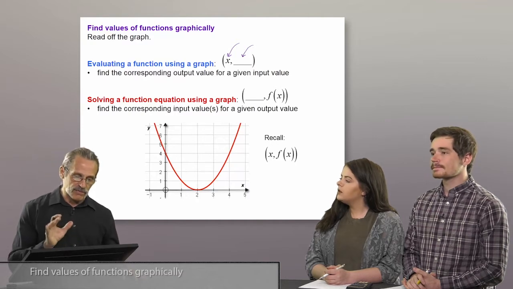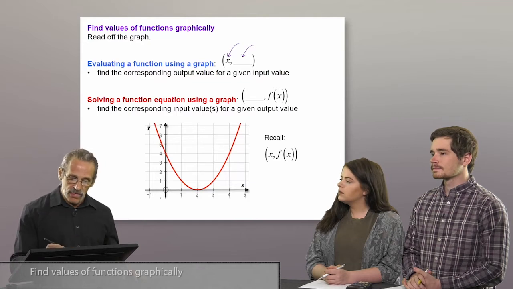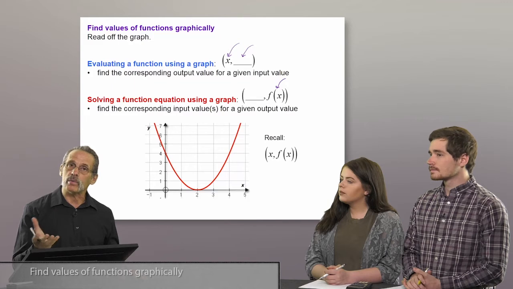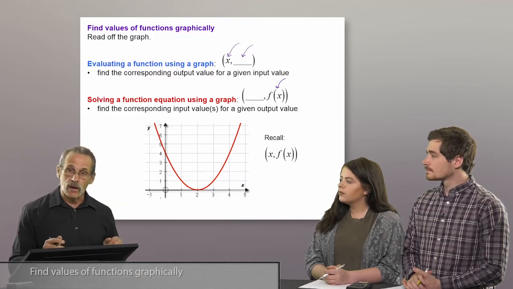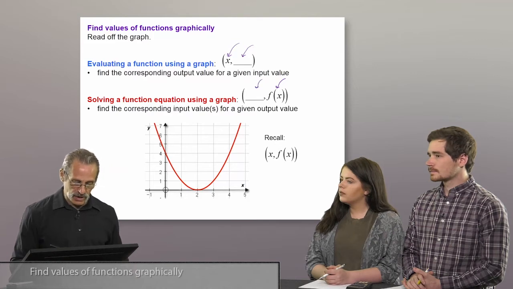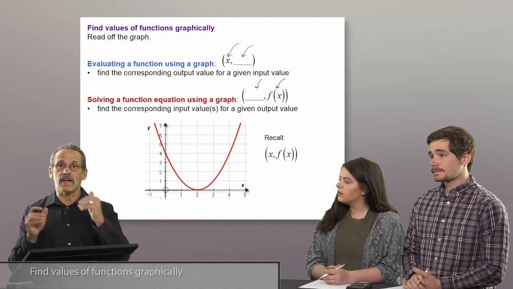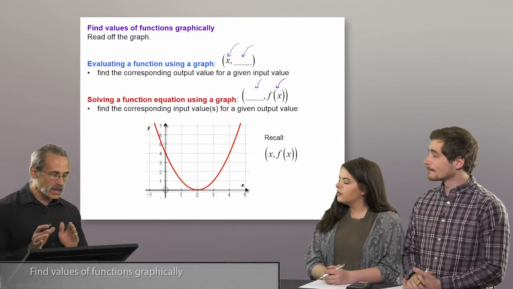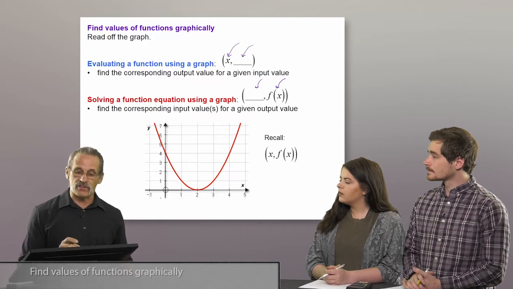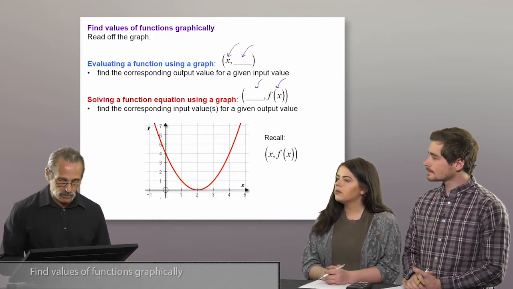And if we're solving a function equation, but we're using a graph, then just the opposite is true. We're given the output with an ordered pair. That would be the second coordinate. And we're looking for the input, the first coordinate. So evaluating, we're given x, we're looking for f of x. Solving, just the opposite. Given f of x, looking for x.